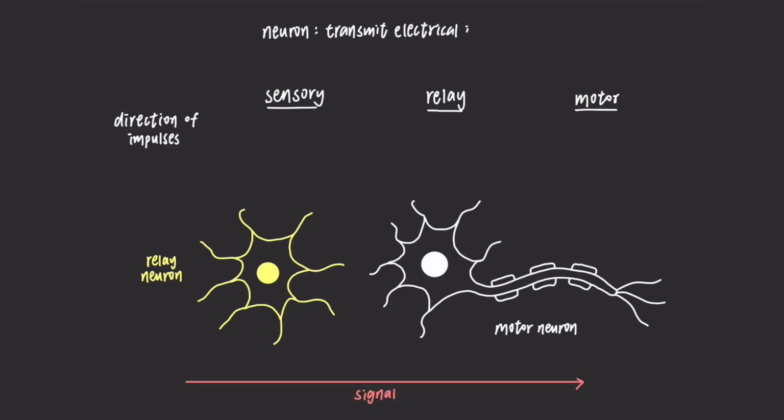Neurons transmit electrical impulses from one location to another location. There are three different types of neurons: sensory, relay, and motor. They transmit impulses in different directions. Sensory neurons carry impulses from receptors, for example pain receptors, to our central nervous system.